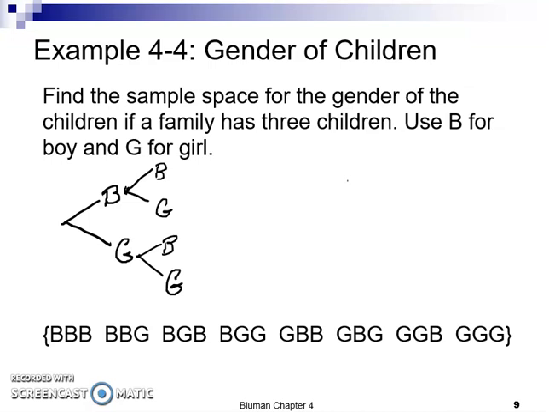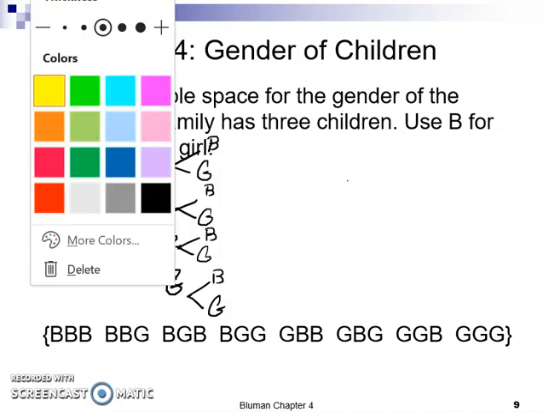But I'm looking at third child. So from this last one here, we could have either a boy or girl. And from this one, a boy or girl. Because it doesn't matter what the gender of the first 2 children were. Boy or girl.